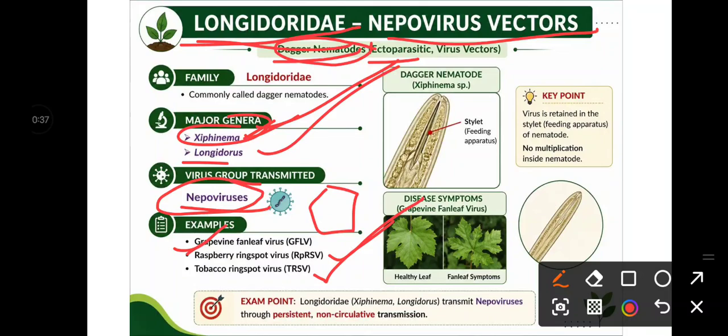Other characteristics will be the same. The transmission is persistent in nature, non-circulative and non-propagative. No multiplication will be there, and the virus is retained in the stylet only. There is no transstadial transmission as well as no transovarial transmission of the virus.